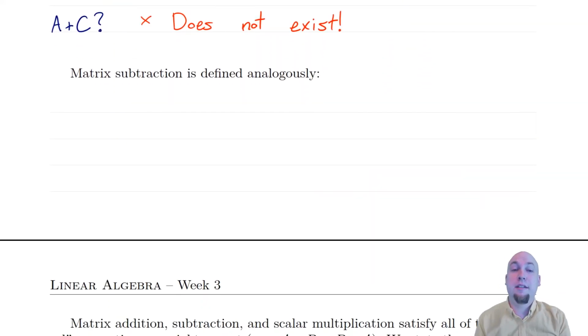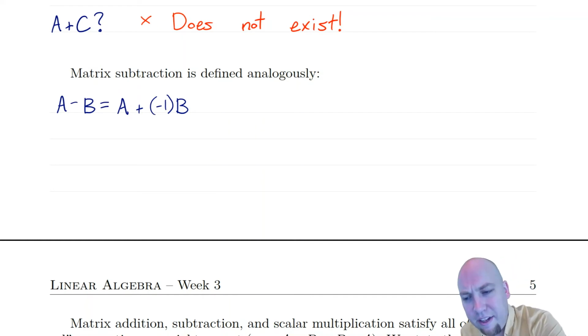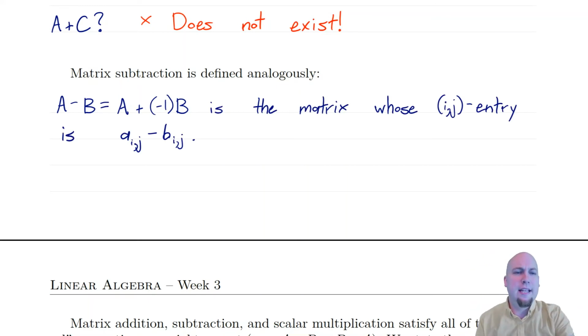If you want to subtract two matrices, again, nothing fancy happens. We just define A minus B to be A plus minus 1 times B. We can do this because we know what the sum of two matrices is now, and we know what minus 1 times a matrix is now. Again, there's nothing surprising happening here. This is just the matrix that you get if you subtract entry-wise.